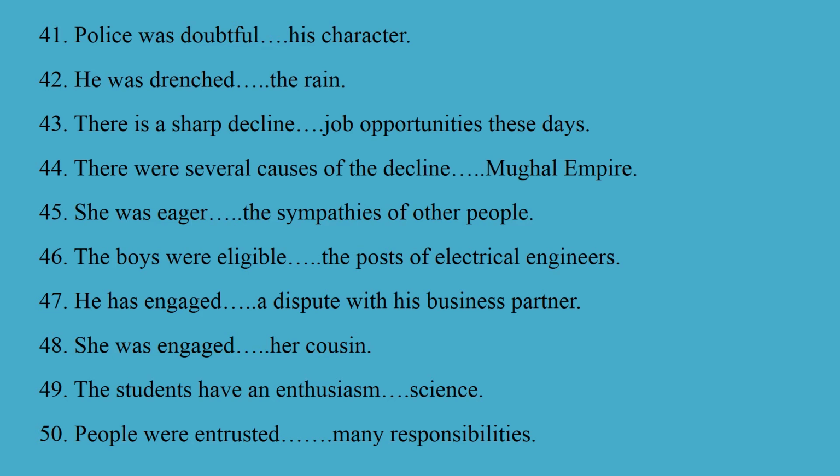Next is police was doubtful about his character. You can't write doubtful over, doubtful on, doubtful about his character. He was drenched in the rain. वो पूरा बारिश में भीग गया. He was drenched in. There is a sharp decline dash job opportunities these days. Decline in job opportunities. There were several causes of the decline of the Mughal Empire. Mughal Empire के decline of Mughal Empire.